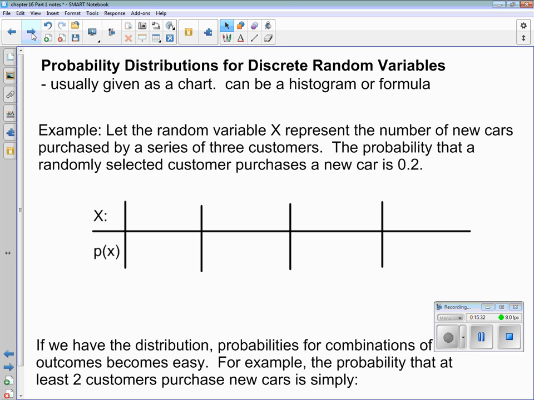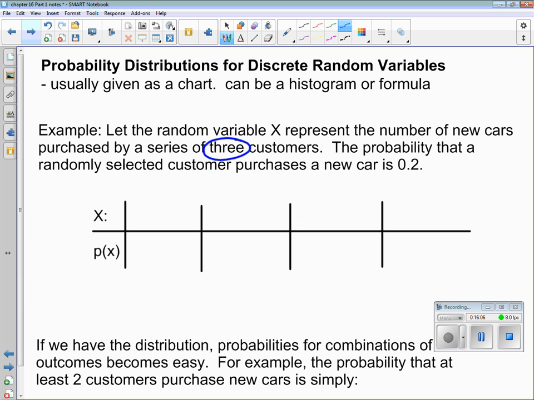All right, so we know here what a probability distribution looks like. So let's fill in what we know at this point. We have a number of new cars purchased by a series of 3 customers. The probability that a randomly selected customer purchases a new car is 0.2. So how many customers do I have? We have 3 customers. So what are the possible outcomes of them buying a car? How many cars out of 3? So let's write all the possible outcomes. 3 people go to a lot. Could none of them buy a car?